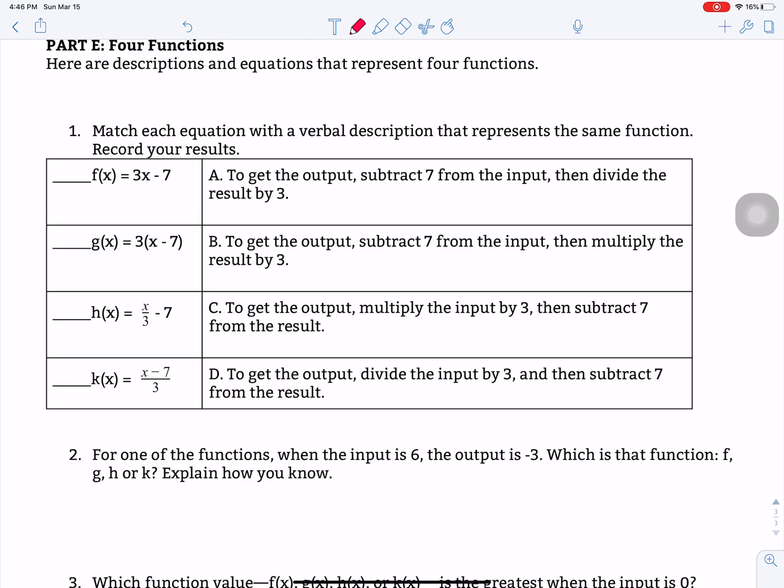For part E, you're just matching to see which ones they would match to. So you have different equations, and then we're looking at the sentences that we would say those. I'm going to do one of those for you. So I'm going to look at this first one, the 3x minus 7. Pause it, see if you can read through all these descriptions and figure out which one would fit that one. And then when you have it decided, start it up so you can see what the answer is.